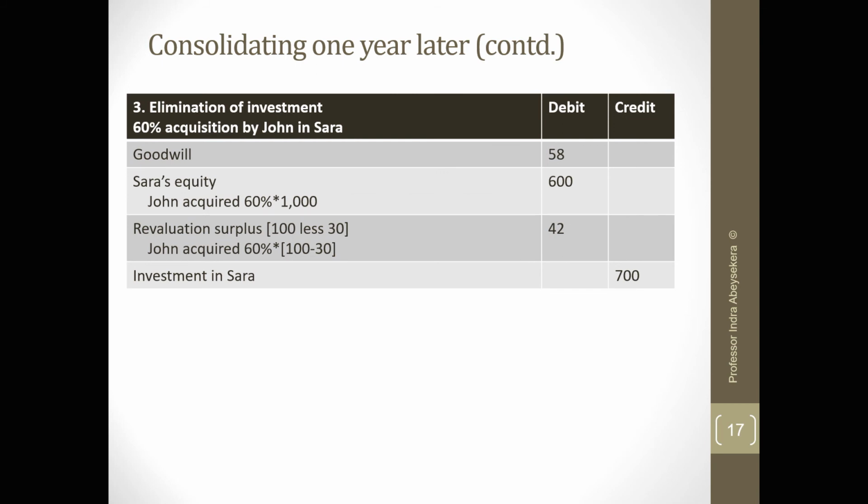The third step is to eliminate investment to the extent of 60% acquisition by John in Sarah. So investment in Sarah for that 60% acquisition is 700, credit 700, and debit Sarah's equity for 60% of original 1,600. And then there's a revaluation surplus that was generated due to consolidation adjustment, 100 less 30, and 60% of that was acquired by John, and that is 42.